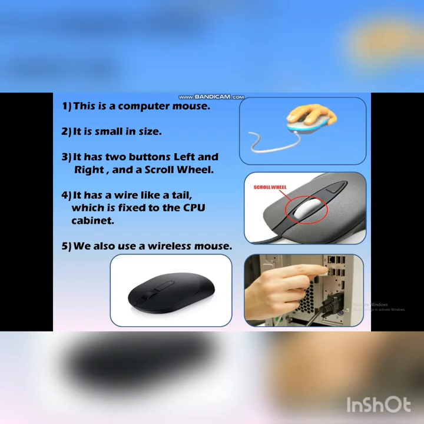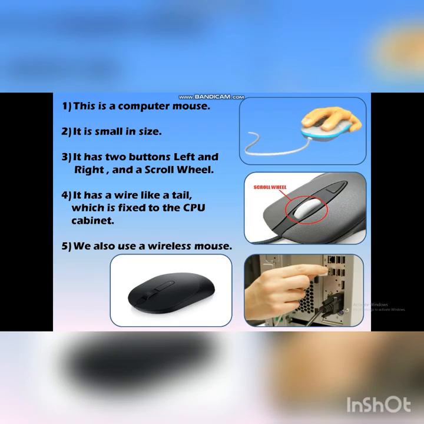Now let's talk about a mouse which is used in the desktop and also in the laptops. This type of mouse is called a computer mouse. The very first picture on the slide shows you the picture of a computer mouse. It is small in size. It has two buttons, left and right, and a scroll wheel.